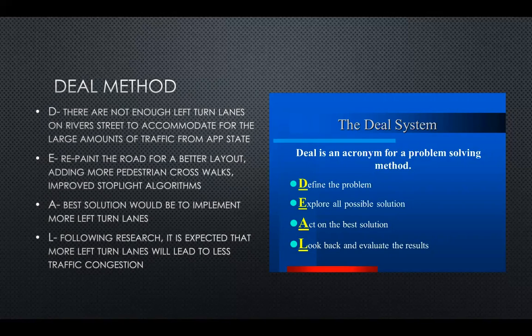For exploring all possible solutions, I believe we should repaint the road for a better layout, add more pedestrian crosswalks, and improve stoplight algorithms at some intersections. For acting on the best solution would be to implement more left turn lanes on River Street. So looking back and evaluating the results, following the research, it is expected that more left turn lanes will lead to less traffic congestion.